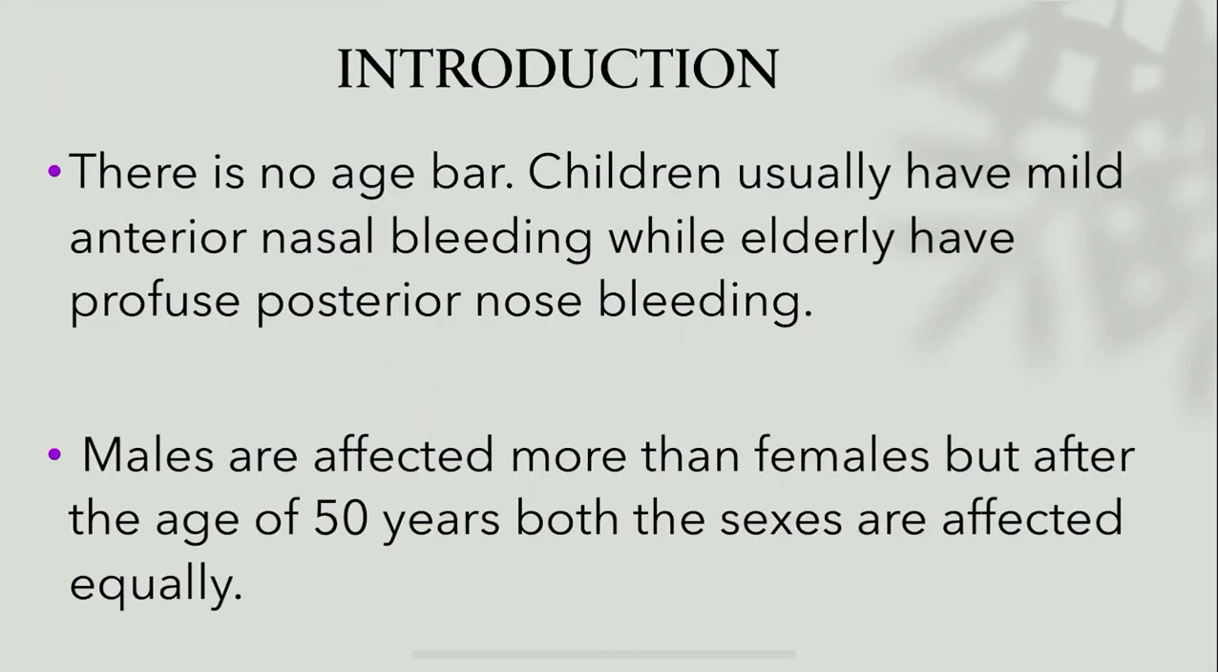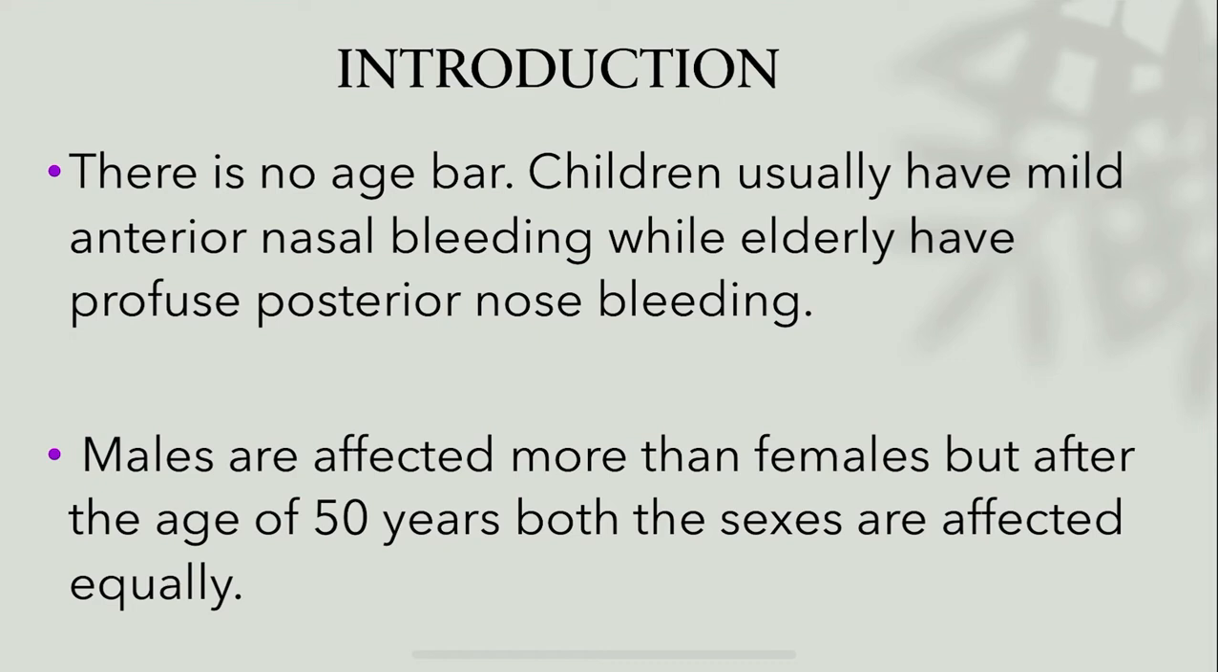There is no age bar for epistaxis. There are two types of epistaxis, anterior nasal bleeding and posterior nasal bleeding. The children will have mild anterior nasal bleeding, while the elderly people will have a profuse posterior nasal bleeding. Males will be affected more compared to the females, but after the age of 50 years, both the sexes, that is male as well as the female, are affected equally.